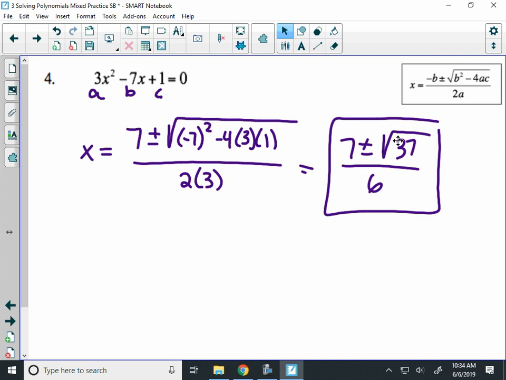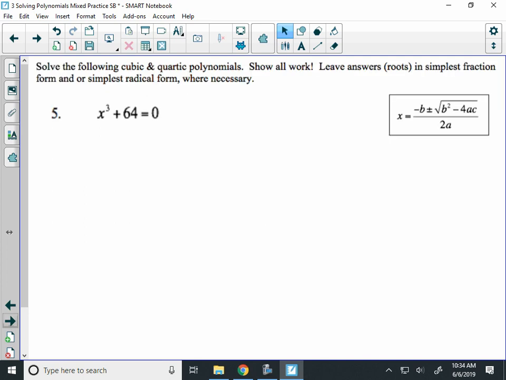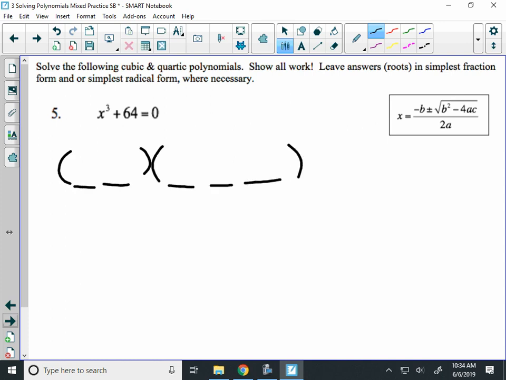Now let's look at cubic and quartic. All right, these are a little higher order. Number 5 is x cubed plus 64. It's a binomial. They're both perfect cubes. This is the one where you have a short set, 2 terms in parentheses, and then 3.